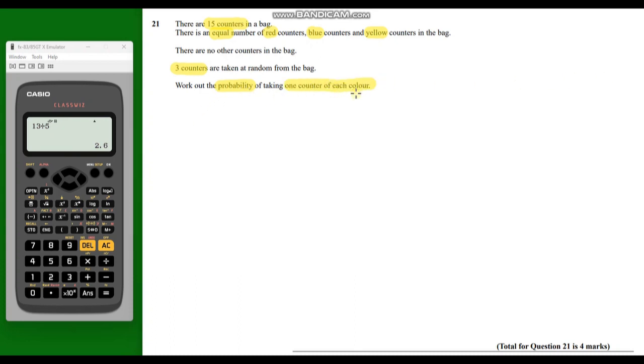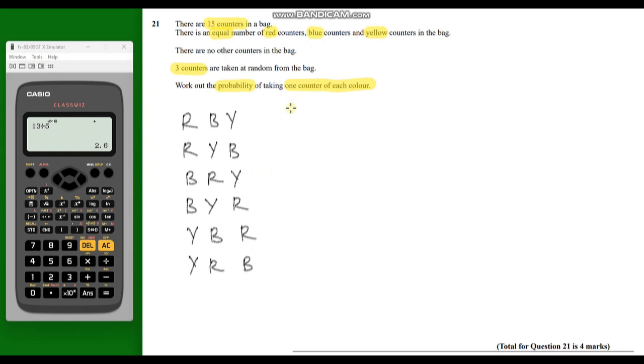So we need to pull out one of each colour. Well, let's write down all of the different combinations of getting one of each colour. So we could get red, blue, yellow. We could get red, yellow, blue. And then we could get blue, red, yellow. We could get blue, yellow, red. This is a bit like saying the blue lorry, yellow lorry situation, which I struggle with. And then we could have yellow, blue, red, and yellow, red, blue. So yes, there are 6 different combinations that we can have.